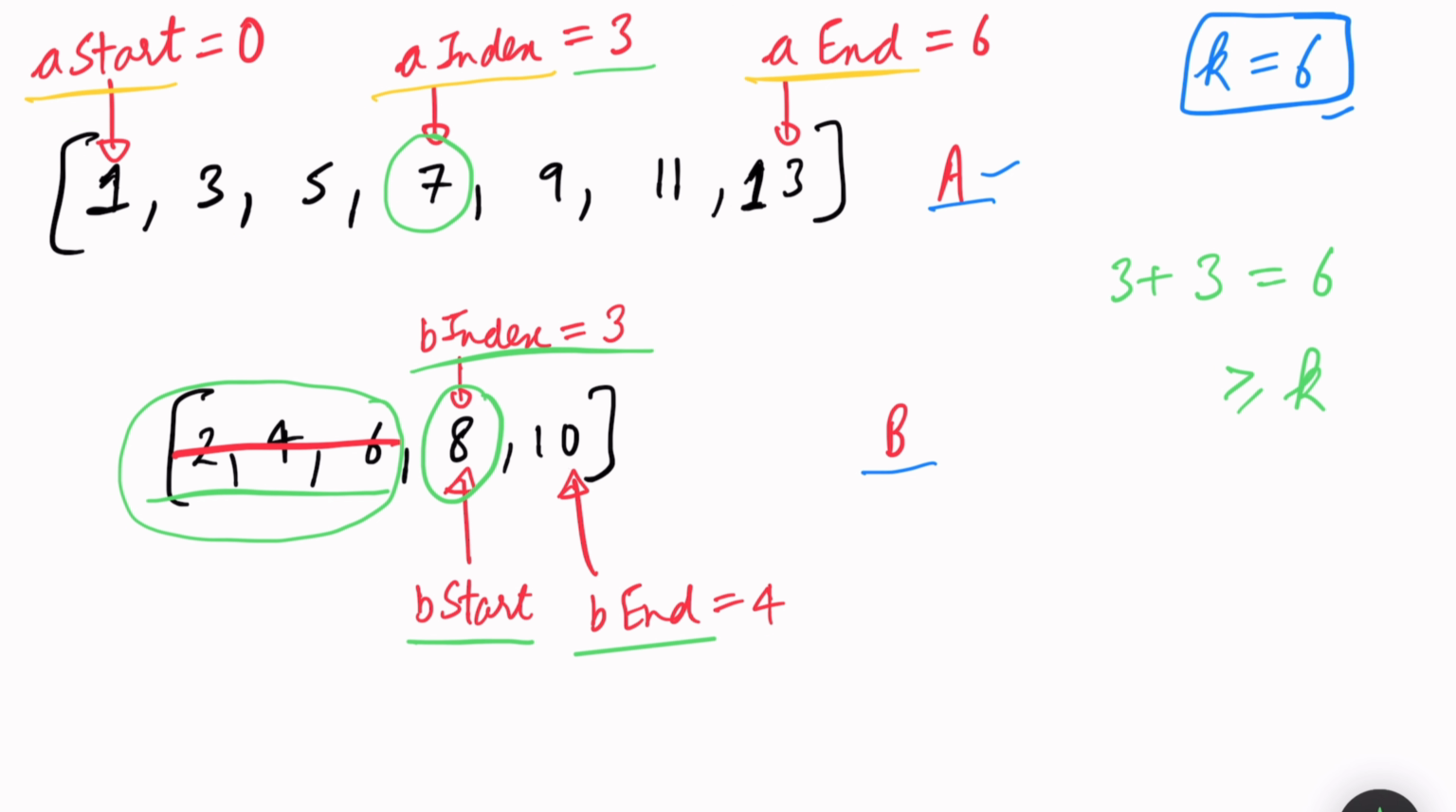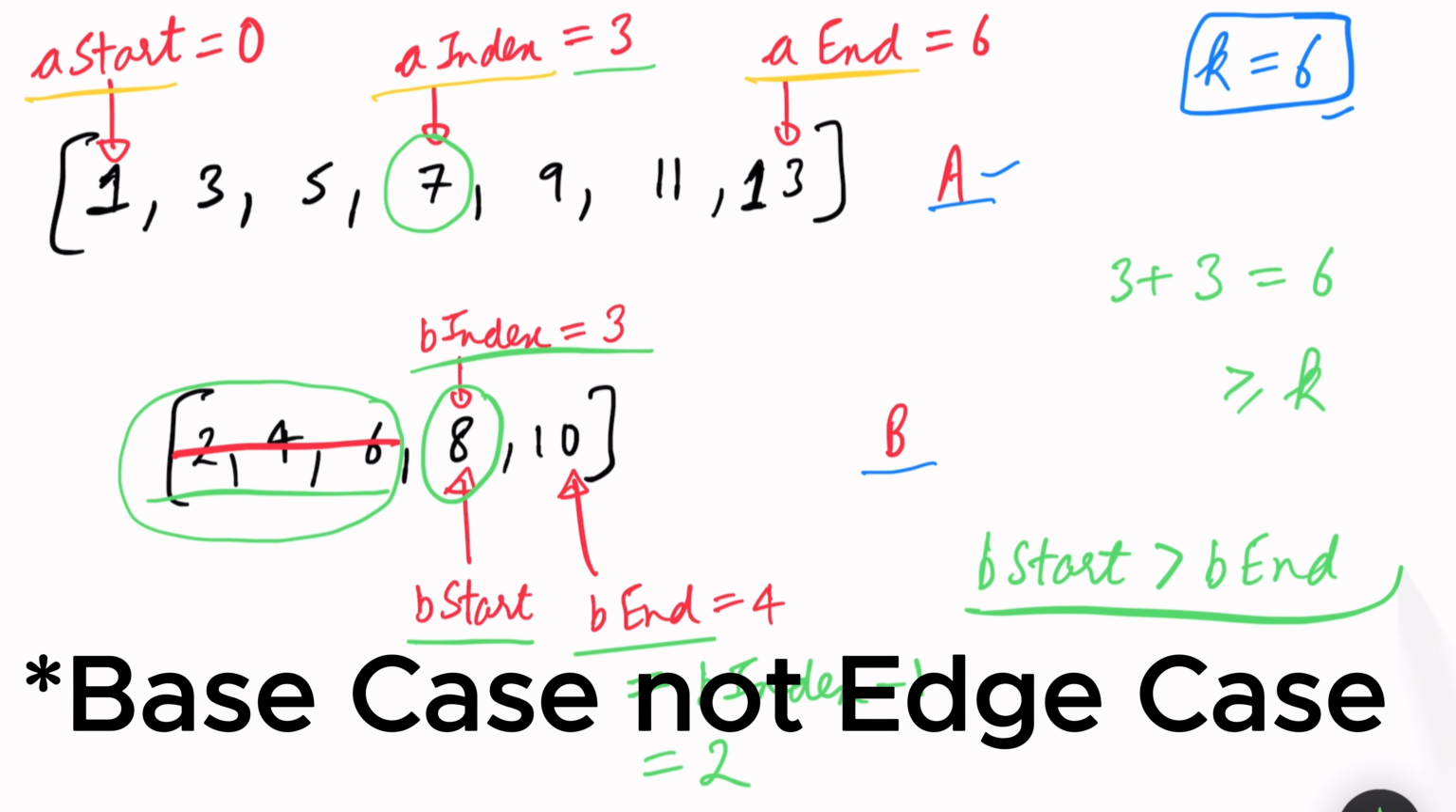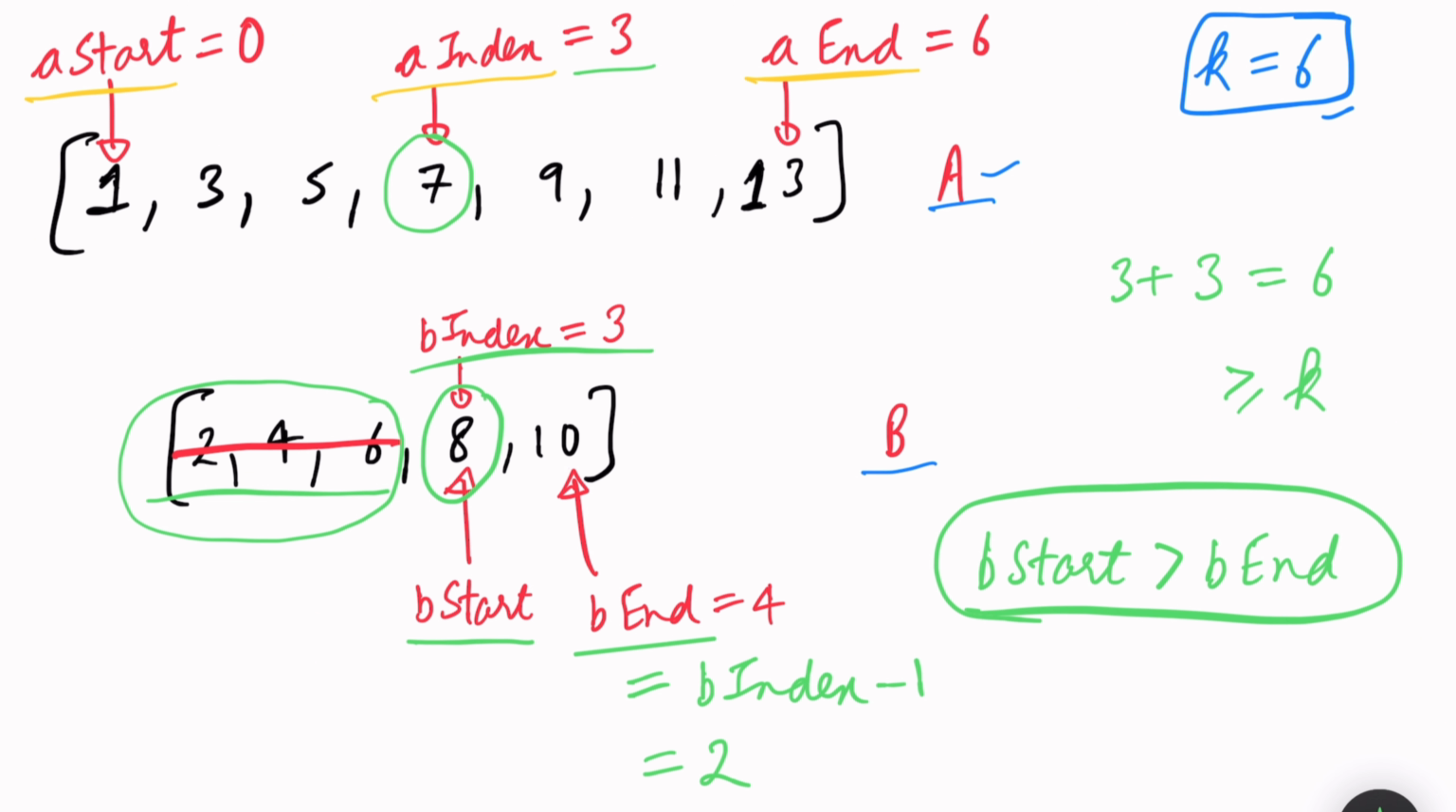So we are going to decrement the value of B end, and set it equal to B index minus 1, and this is going to be equal to 2. Now in this case our B start has become greater than B end, and this is one of the edge cases where we can decide the value of the element at index k. So B end is going to come here and B start will be at index 3.